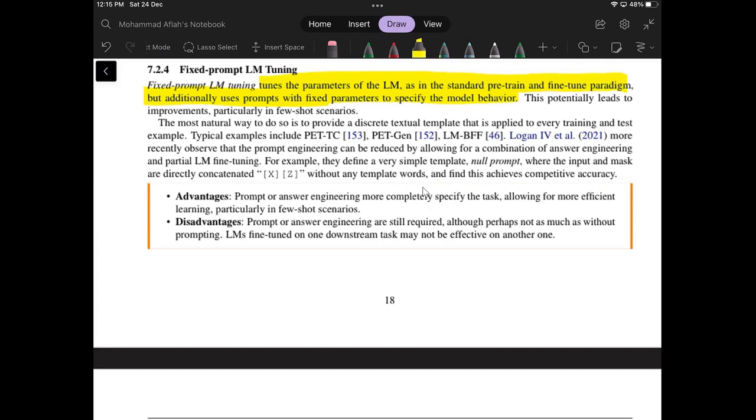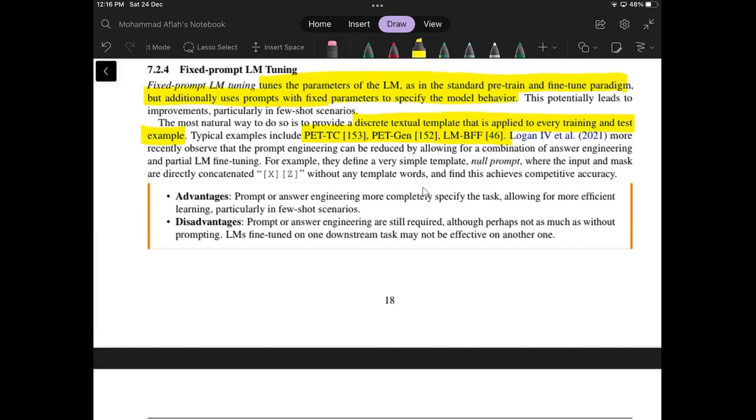The most natural way to do this is to provide a discrete textual template that is applied to every training and test example. So you just add your input into that template. Some examples are PET-TC, PET-Gen, and LM-BFF. Logan IV et al. 2021 more recently observed that prompt engineering can be reduced by allowing for a combination of answer engineering and partial language model fine-tuning. For example, they define a very simple template, the null prompt, where the input and mask are directly concatenated without any template words, and find this achieves competitive accuracy. So your model is just learning to parse these prompts.